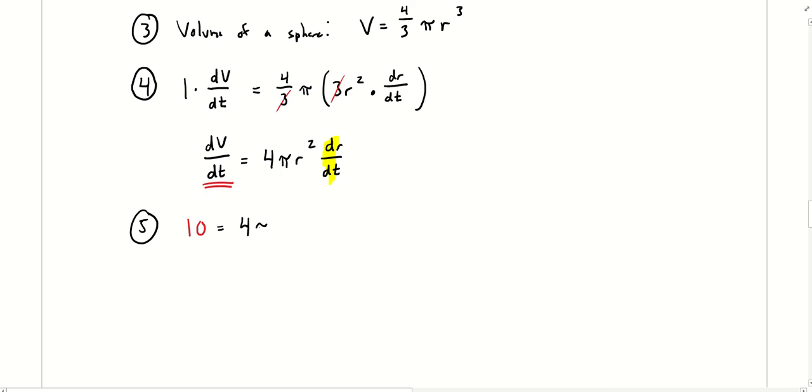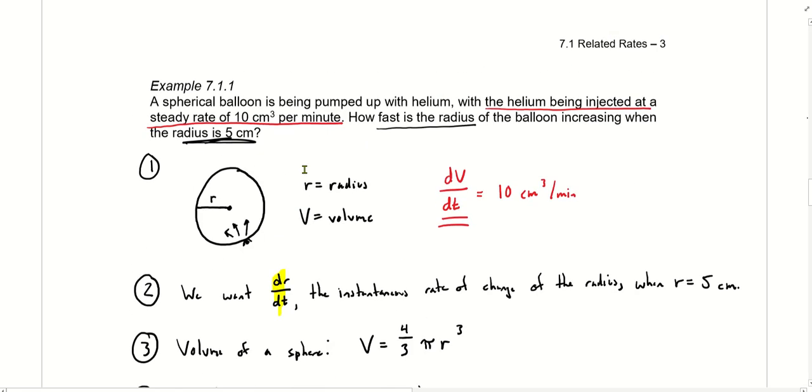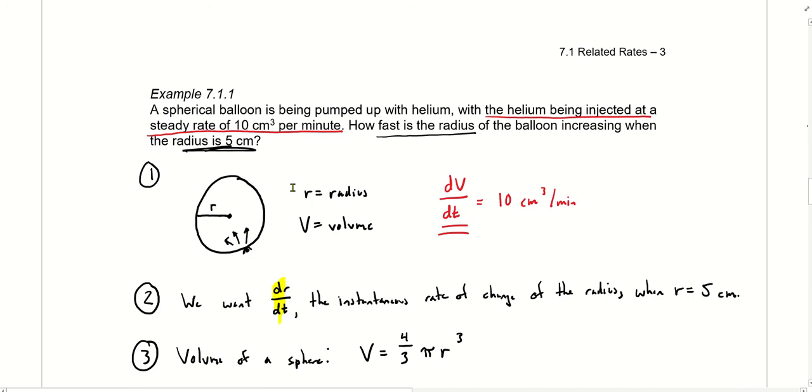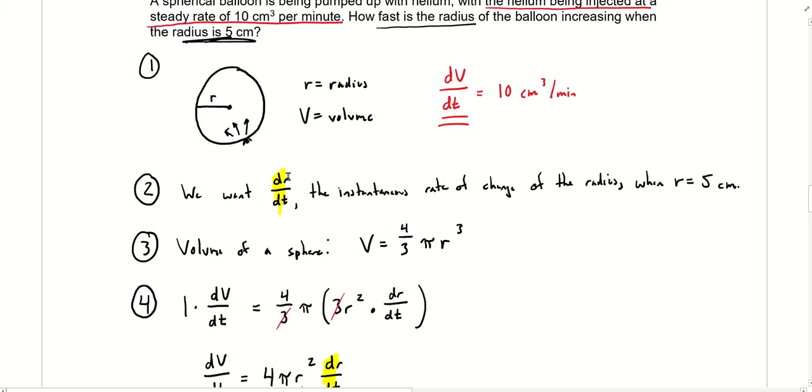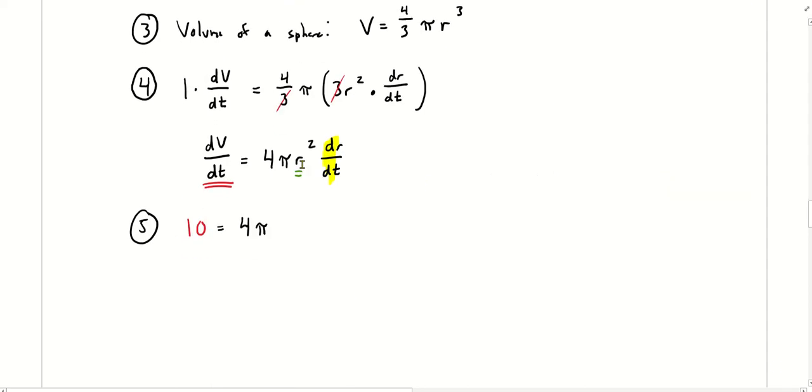Then I have 4 times pi. What about r squared? Or more specifically, what about r? Well, r is the radius, and the radius is changing because the volume is increasing. But if I look at step 2 here, the point at which I want dr dt is the point where the radius is 5 centimeters. So I can replace the radius in this equation with 5. So instead of r squared, I can write this as 5 squared. And then I've got that dr dt.